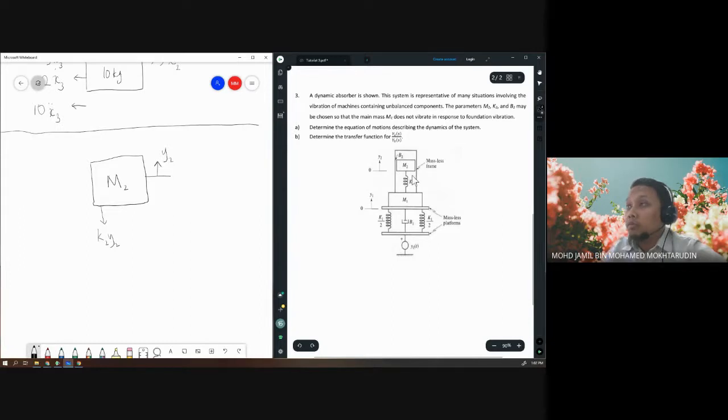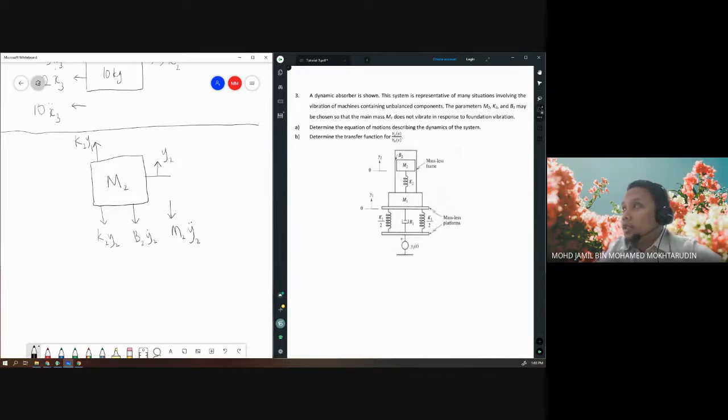Okay, so B2 is friction, so it will act downward, B2, Y2 dot. And don't forget the inertia, M2, Y2 double dot. Okay, let's find the upward forces. So first the spring K2 is also connected with M1. So we have an upward force K2, Y1.